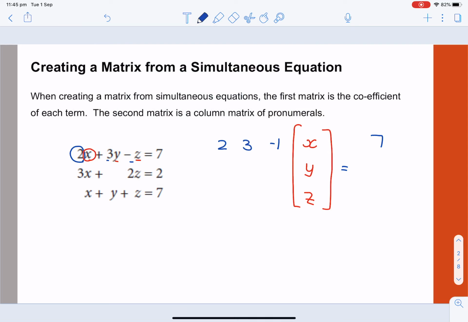I then follow suit with the second row, and I use 3, leave a space, and 2. Because I don't have a term there at all, I would put 0. And then on the bottom one, remembering that if there is no coefficient, it's 1. So 1, 1, 1 down the bottom.